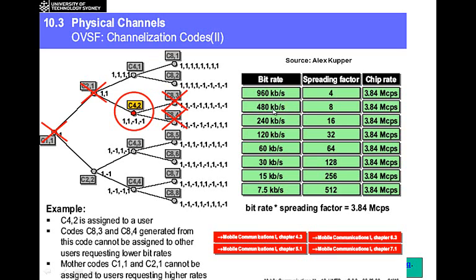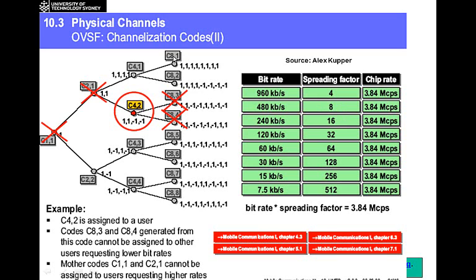If a user wants 480 kilobits per second, we would allocate them a code from spreading factor 8. The most important thing here is that the product of the bit rate and the spreading factor is always equal to a constant of 3.84 megachips per second. This is the chip rate associated with wideband CDMA. So we have to allocate them a code from here.